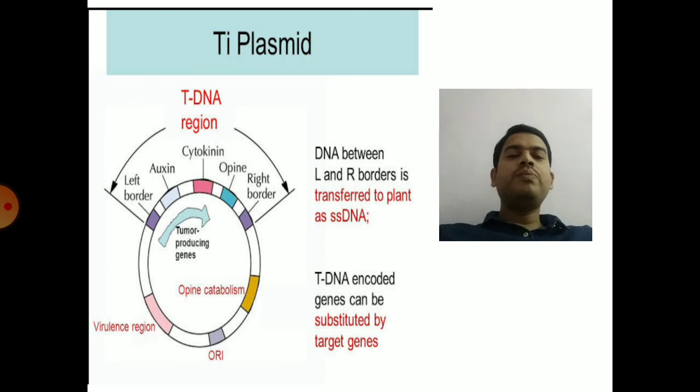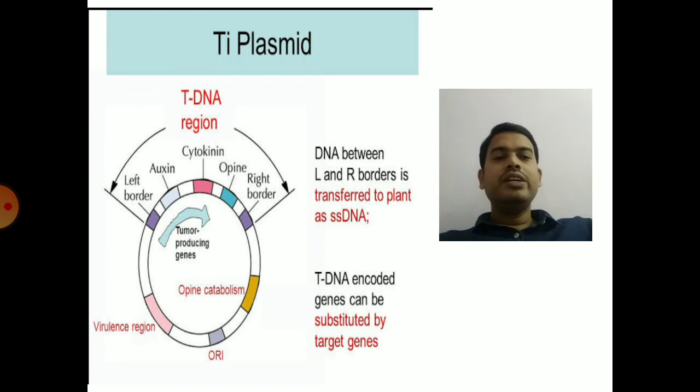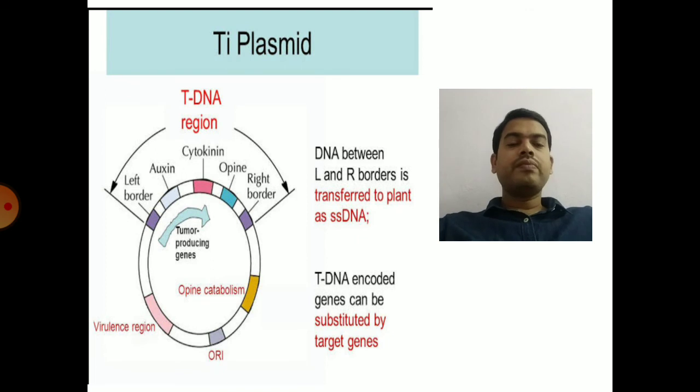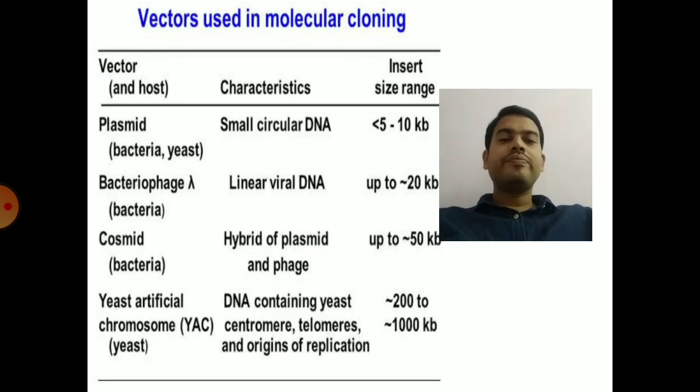So the virulence region gene products play an important role in the cleavage of the left and right border along with the foreign DNA, and in the insertion of the foreign DNA into the plant genome. And there is an origin of replication where multiple copies of your Ti plasmid can be obtained along with your foreign DNA. So that is the tumor inducing plasmid, which contains your foreign DNA like Bt toxin or cry genes, which is inserted into the plant genome for expression of your protein of interest in the plant cells.